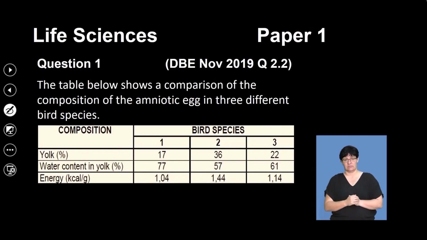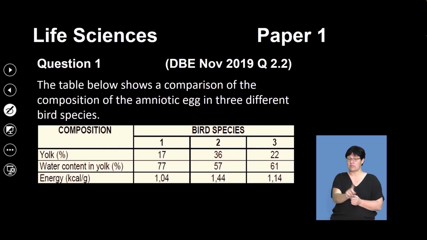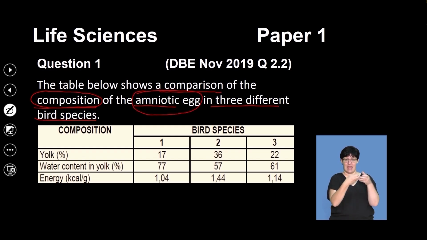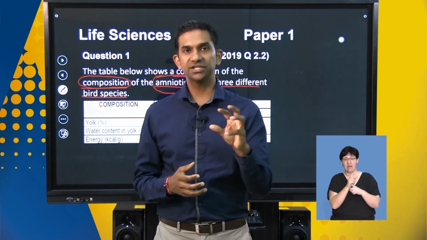Okay, so the table below shows essentially the comparison of the composition of the amniotic egg in 3 different bird species. Now guys, the word composition is an important word in this, and composition refers to the collective makeup that is present in the amniotic egg. And again, it's important for you to go and study the structure of the amniotic egg. And remember that this section comes in the reproductive strategies of invertebrates.